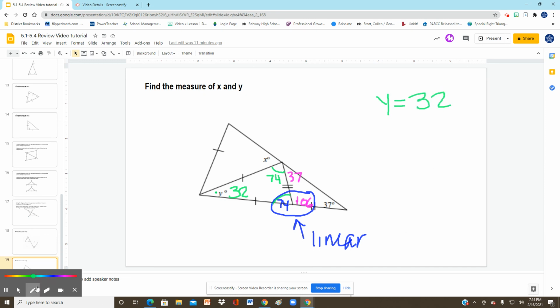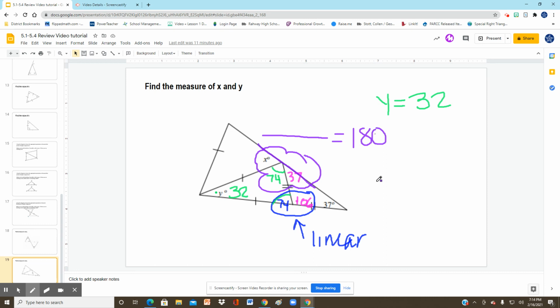And I'm almost done. Now I'm going to go into the next triangle, and I need to find x. Right here, and I'm going to kind of bubble it all in. These three angles are on a straight line. Remember, a straight line is 180 degrees. So I'm going to add up these two angles that I have and subtract from 180. So 37 plus 74 subtracted from 180, making x 69 degrees.